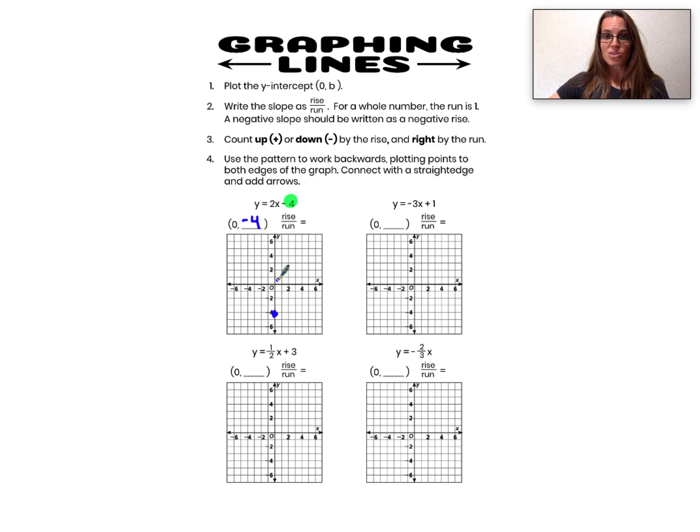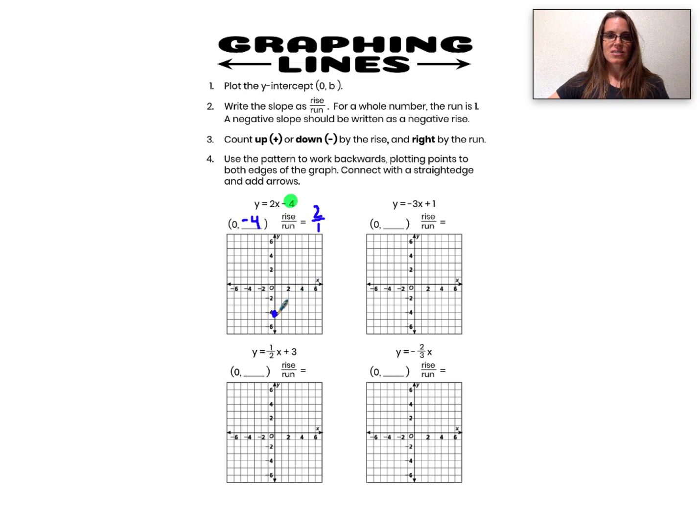Next, we plot additional points using the slope. The slope is 2, so for a whole number slope, the run is 1. Rise of 2, my slope gives me the rise. The run is going to be 1 since my slope is a whole number.